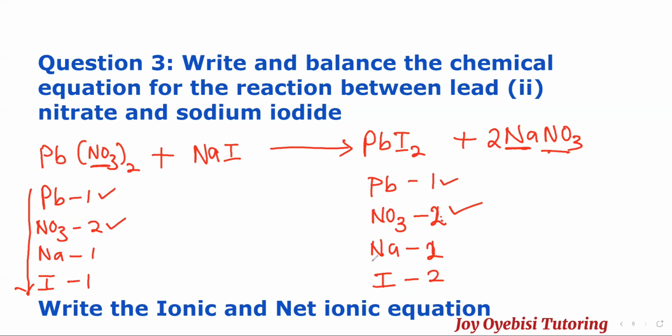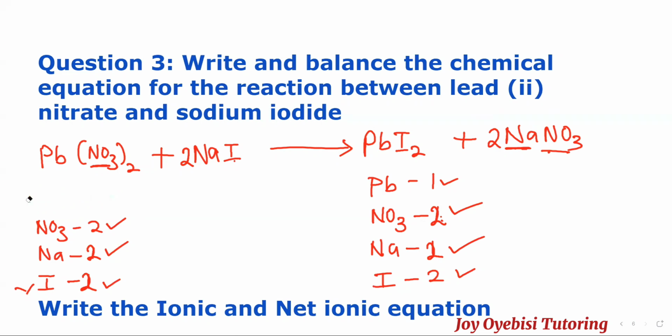On the right, I have 2. So I'm going to have to make this 2. Now sodium is 2 and iodine has also been affected. Iodine is also 2. So I have sodium 2, iodine 2, iodine 2, and that will be your balanced equation.